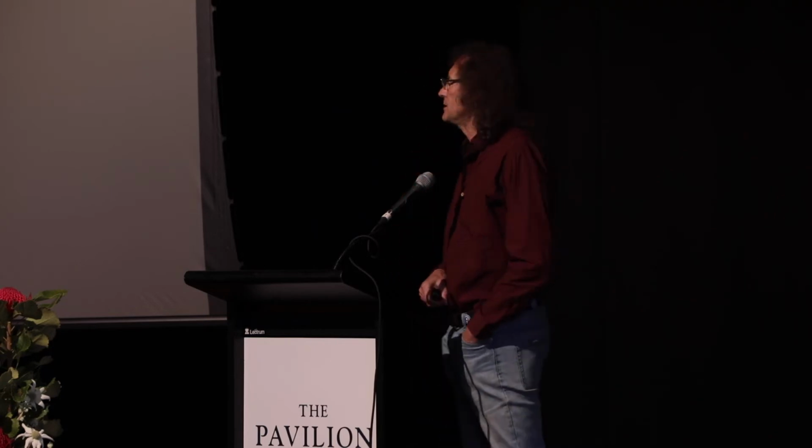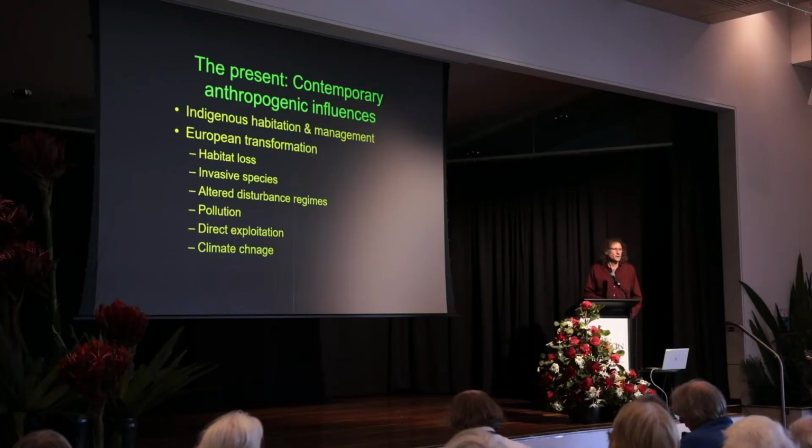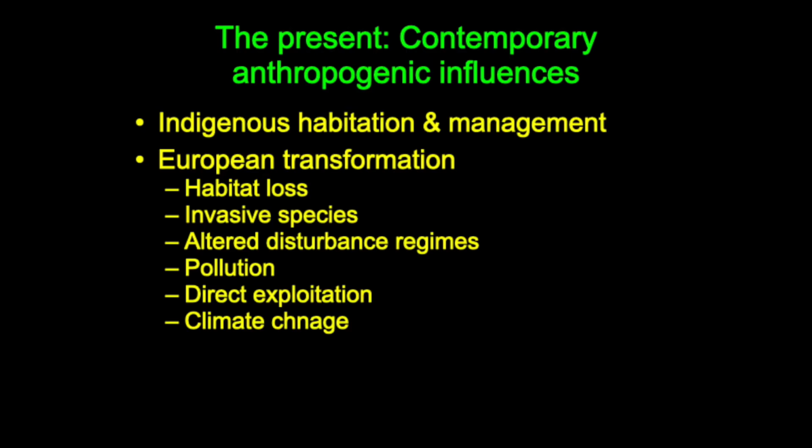Since Europeans got here, we've got half a dozen big things happening. Habitat loss, transformation of native vegetation into parklands and buildings and pastures and croplands. We've brought huge numbers of plants here into Australia that didn't get here by any other means. We've altered disturbance regimes, and I'm thinking particularly fires and floods. But those are things that plants have evolved with.